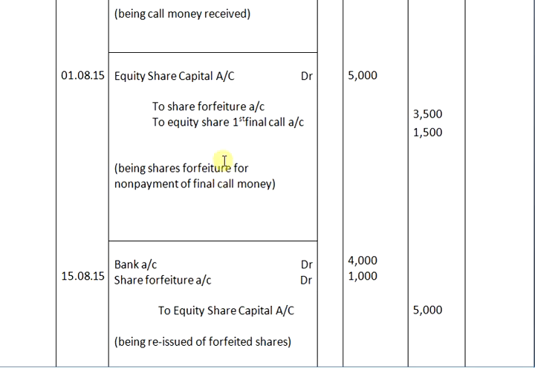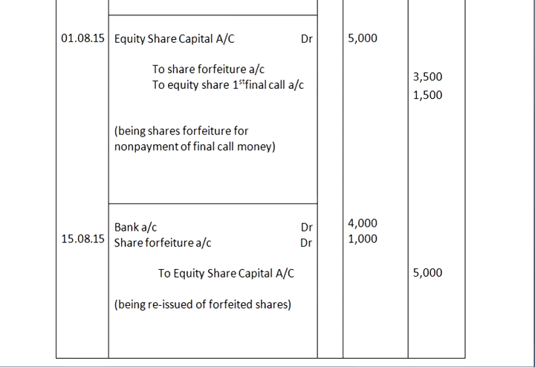Now whatever shares we have forfeited, those shares we are reissuing. When we are reissuing, what happens on 15/8/2015? Bank account debit, share forfeiture account debit to equity share capital account. 500 shares are reissued at 8 rupees, so it becomes 4,000. Again share forfeiture, how much is the discount given here? 10 rupees face value, 8 rupees reissue means 2 rupees. Share forfeiture account of rupees 2, it becomes 1,000. 500 into 2, it becomes 1,000. To equity share capital account, 500 into 10, it becomes 5,000.